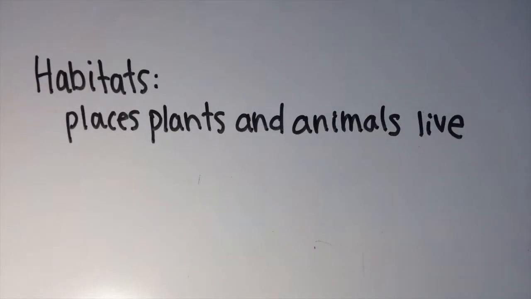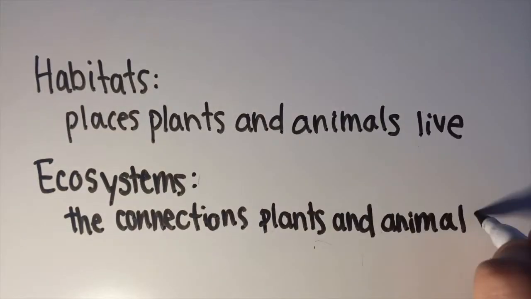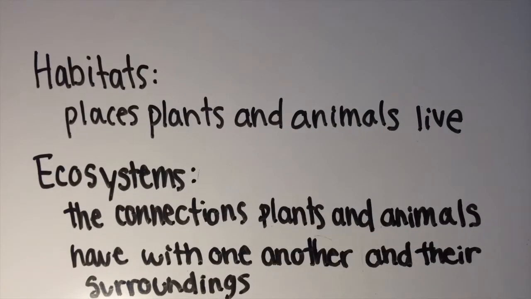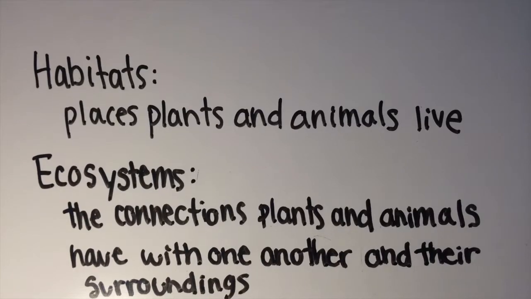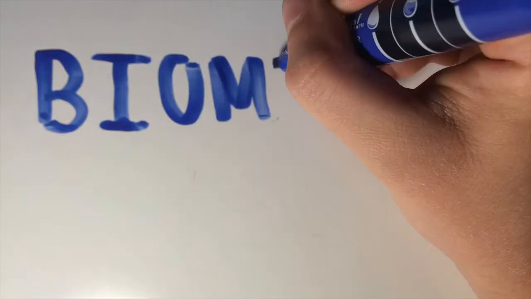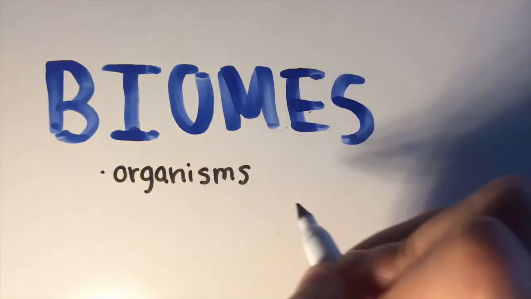Biomes are often confused with habitats and ecosystems. Habitats are the places plants and animals live. Ecosystems are the connections plants and animals have with one another and their surroundings. Biomes look at organisms and the environment on a much larger scale. There can be many habitats and ecosystems in a single biome.